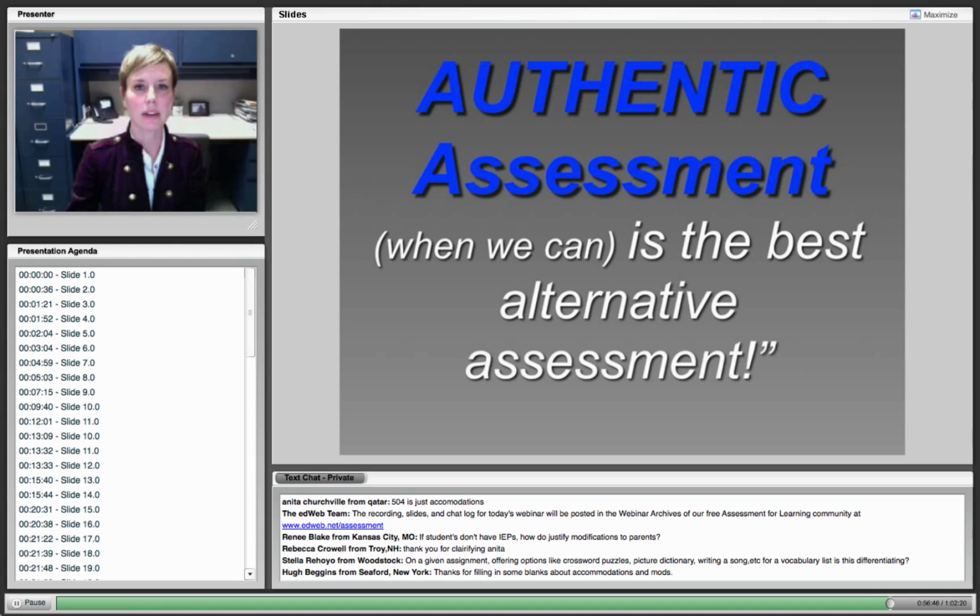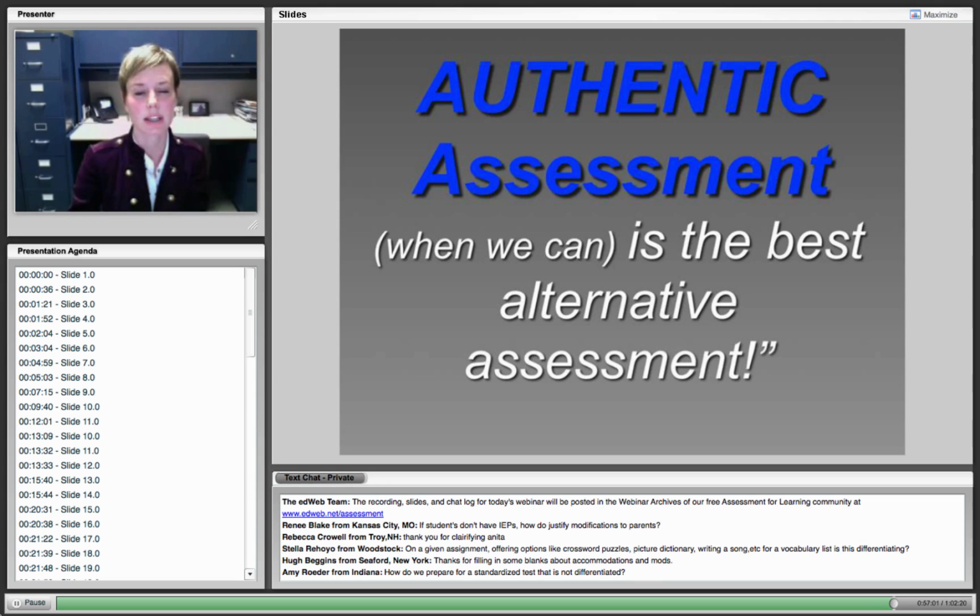And when we do that, we want to try to find a different task that is as authentic as possible. It's the best alternative assessment when we can be authentic. Often we're having to give a different task because a student has intellectual disabilities, is significantly behind, and so we can do that. We need to be as authentic as possible.